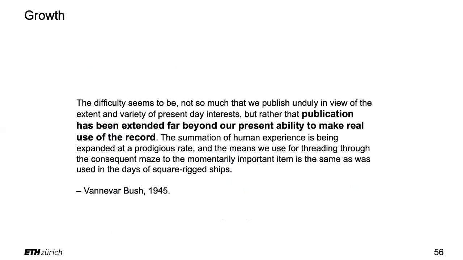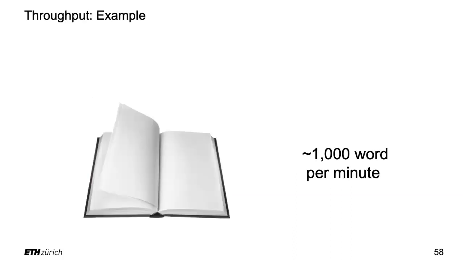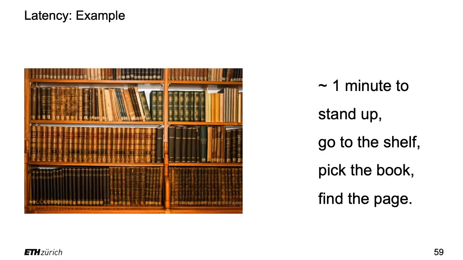And in fact, this is something that the same person who invented the MEMX, Vannevar Bush, already envisioned back then, that this would happen. Knowing that this was said in the 1940s, this is pretty amazing to anticipate, right? So just to give you an impression, let's not use a hard drive, let's use a book. The capacity would be 600,000 words. The throughput would be, let's say, you read 1,000 words per minute. And the latency, just for the purpose of illustration, is when you stand up, go to the shelf and pick the book, right?